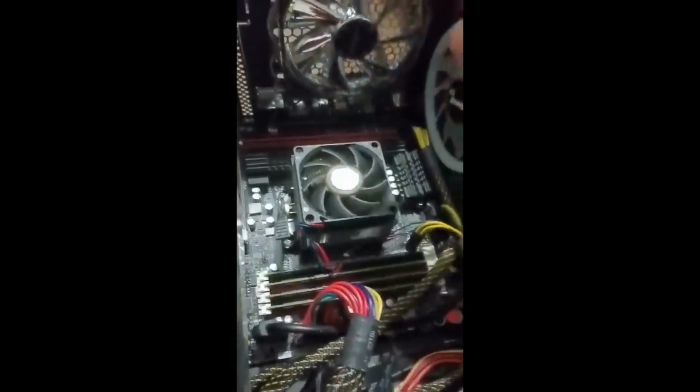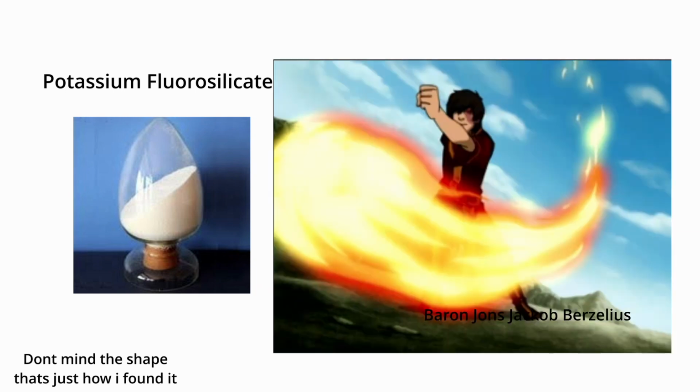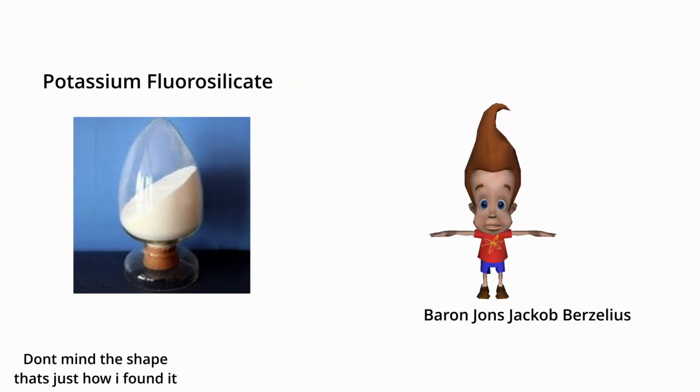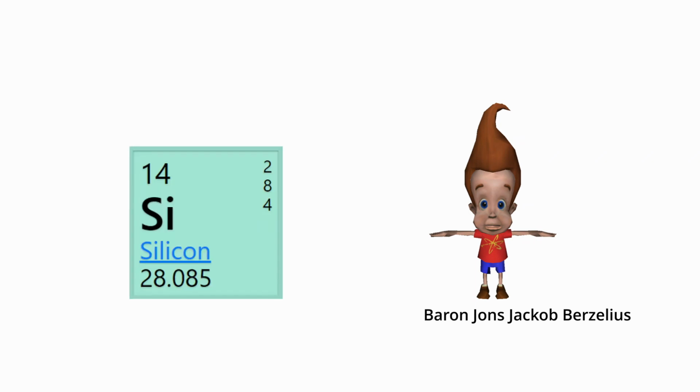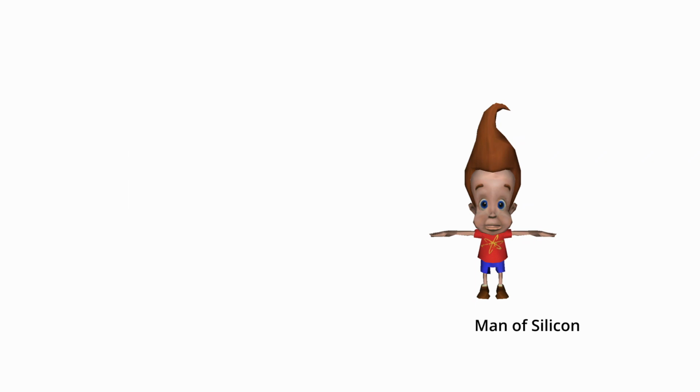Well, let's go to its history. In 1873, a guy named Baron John Jacob Berzelius looked at potassium fluorosilicate and decided to set it on fire with potassium. The compound then pooped out silicon. He's the guy that discovered silicon.